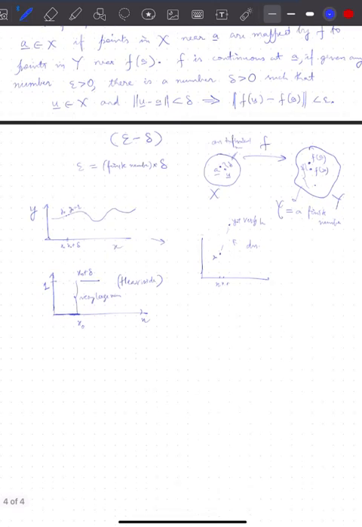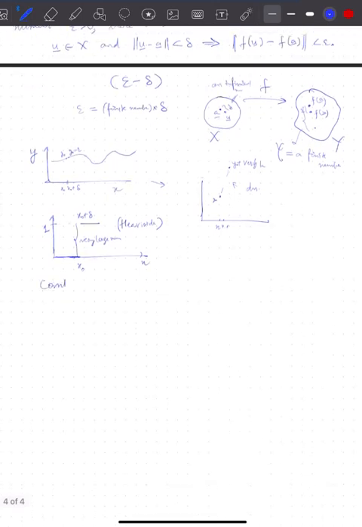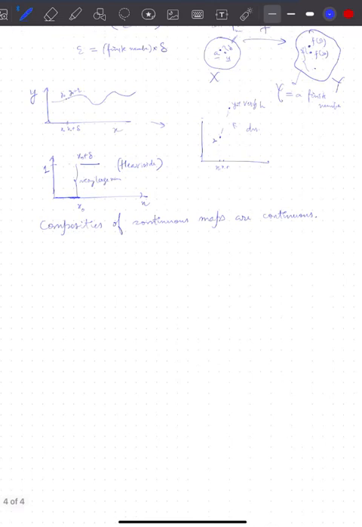Right? And then there is a property that the composites of continuous maps are continuous, in the sense that if we have a continuous function of another continuous function, it will also be a continuous function. Of course, it sounds trivial, but yeah, let's just accept it without proving. Okay.